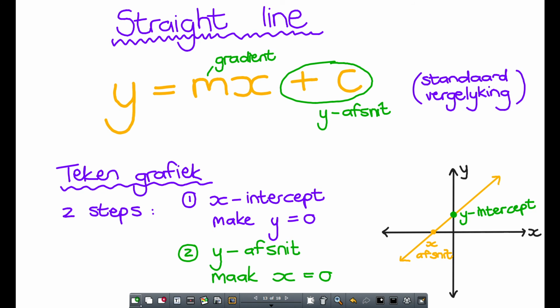Can I go? Right. So, I now give you... Laat ek daai nou uitvee maar. Right, so the first one that I'm giving you is y is equal to 2x plus 4. Right, so ons wil hom nou gaan teken.